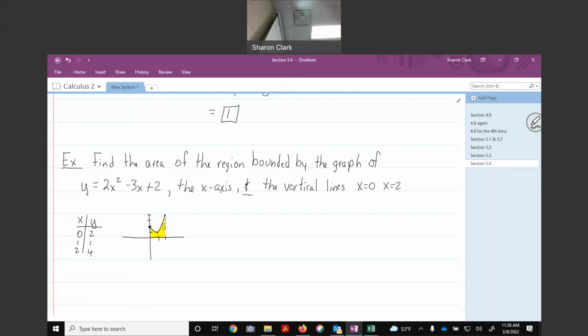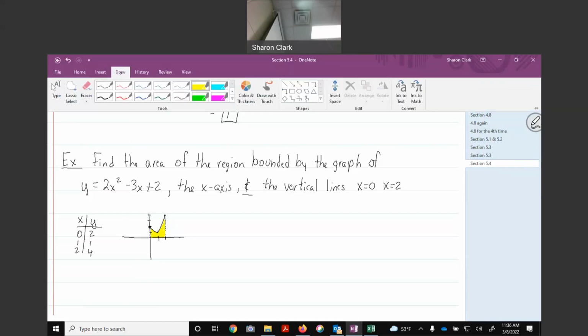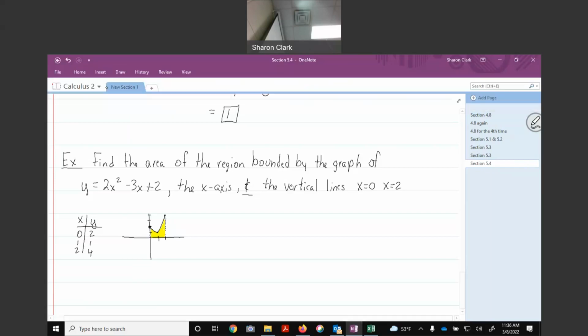Okay, so just to give us an idea of what we're looking at. So we're integrating. What's my lower limit on my picture? 0. What's my upper limit? 2. We're integrating the 2x squared minus 3x plus 2.